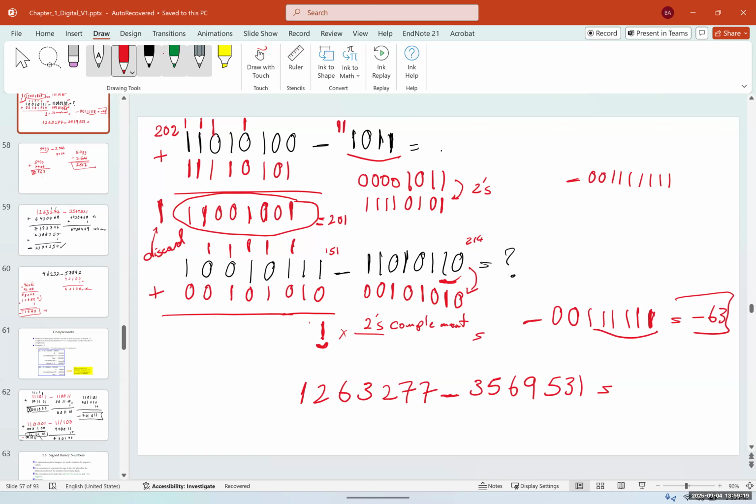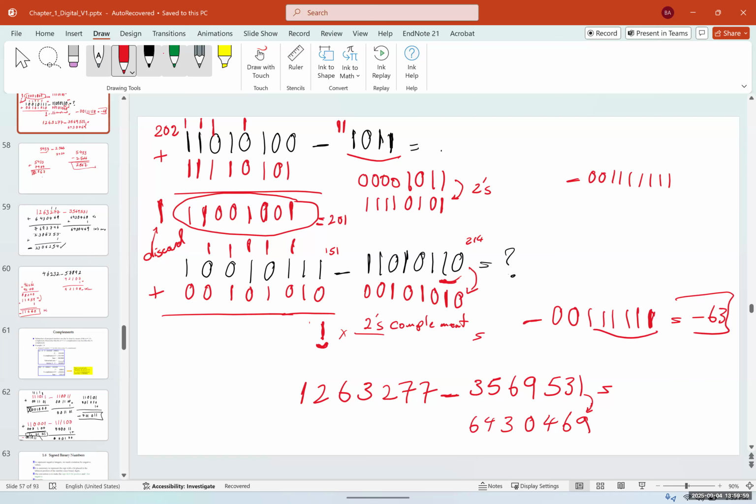Did anyone solve? What is the answer? 1,200. Yes, perfect. So the first step we want to do is find the tens complement of the second number. Finding the tens complement, we subtract the first digit from 10, which gives us 9, and the second one from 9 gives us 6, 4, 0, 3, 4, 6.